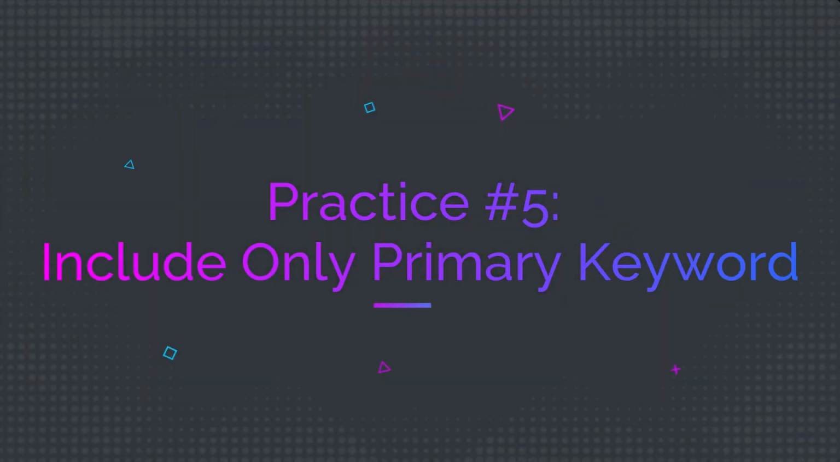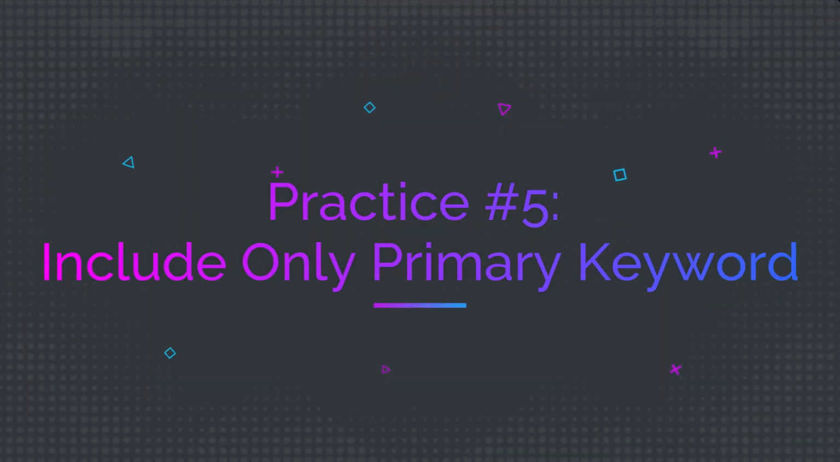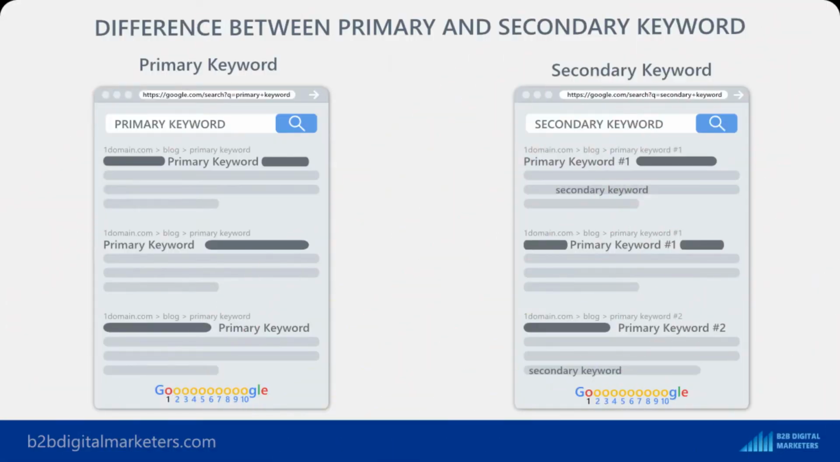Another important practice for SEO-friendly URLs is to include only a primary keyword in your URL and nothing else. Primary keywords are the main keywords you want to target with your blog posts and pages. It's essentially the main version of all the secondary keywords, often with a high search volume.